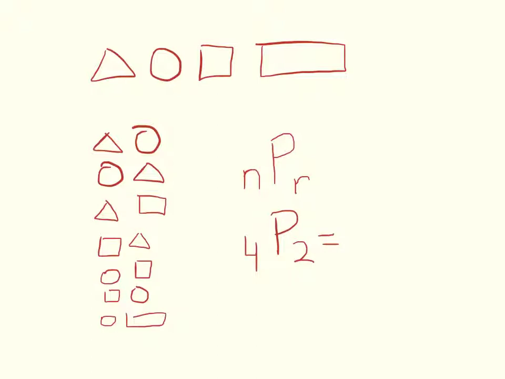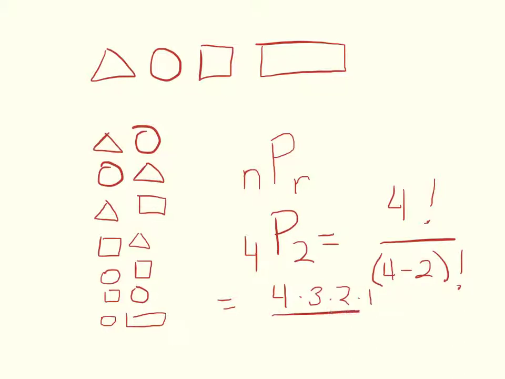Now, the formula to get this is you take the number, so the 4, and you're going to do a factorial over, and then you're going to have the n again, the number, the 4, minus your r number, 2, and make that a factorial. So that's going to be 4 factorial, 4 times 3 times 2 times 1, over 4 minus 2 is 2, and 2 factorial is 2 times 1.